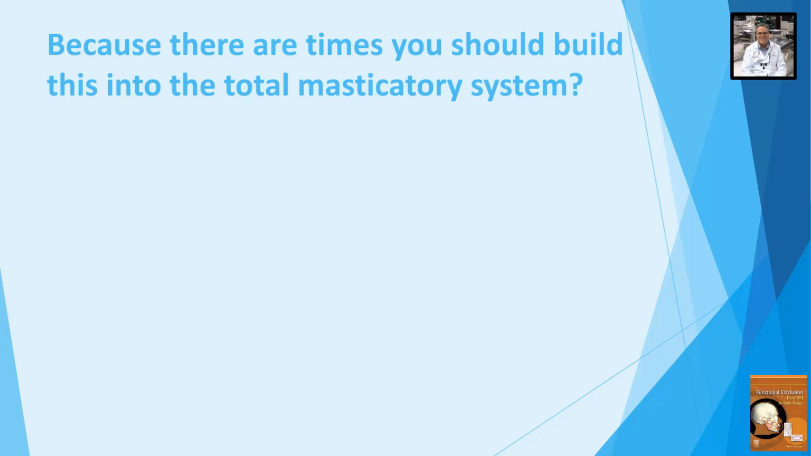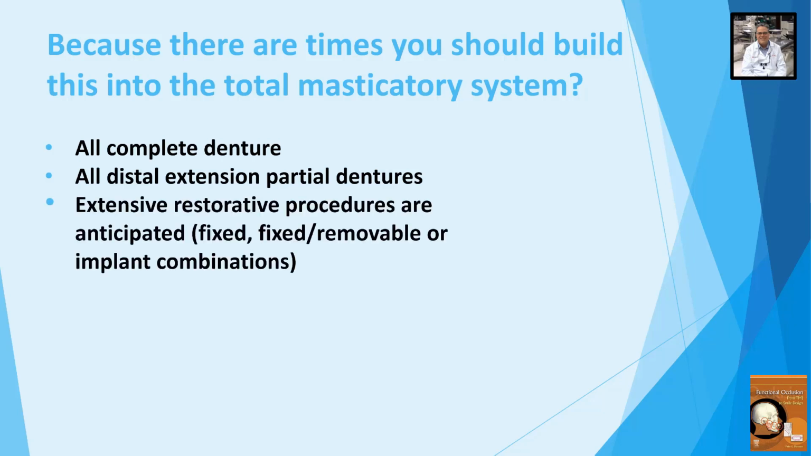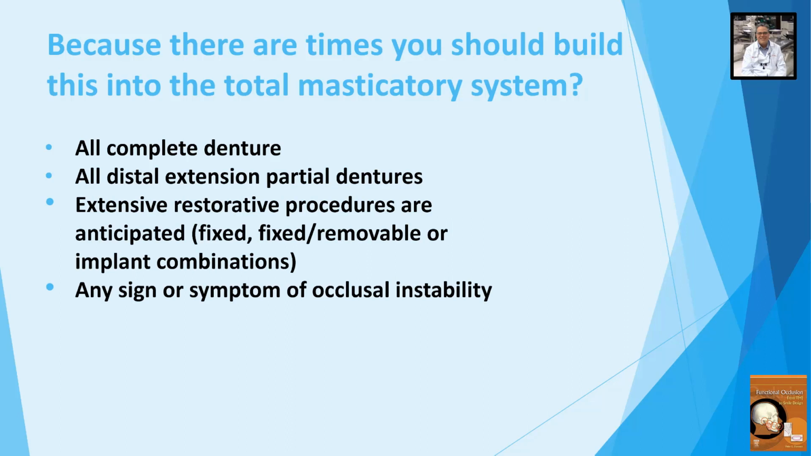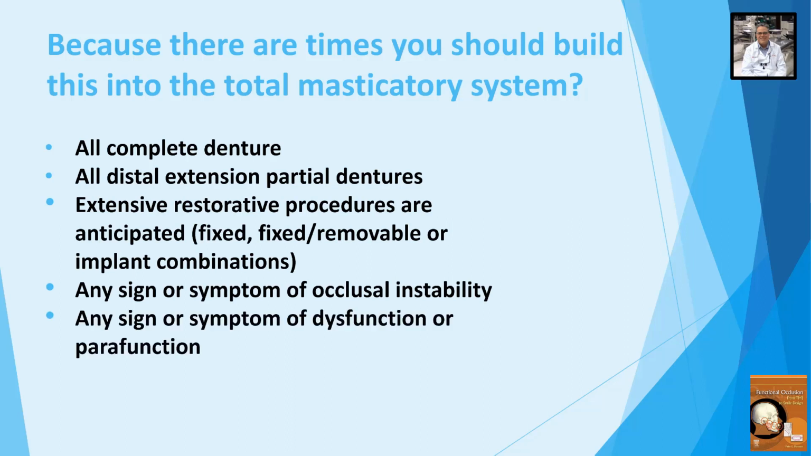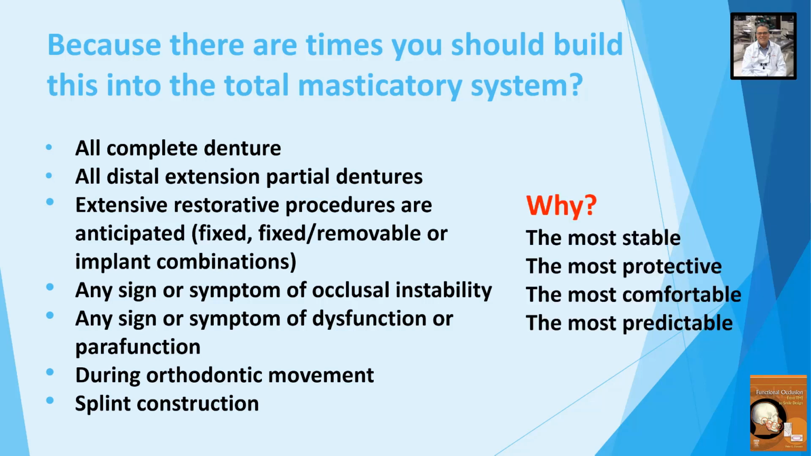Because there are times, again, here's your treatment plan. We'll come to this a little later. There are times that you want to build this perfected occlusion into the occlusal scheme: dentures, partial extension partial dentures, extensive restorative procedures, signs or symptoms of occlusal instability, or signs or symptoms of parafunction or dysfunction, hopefully during ortho and during splint. These are times that it's advantageous to take advantage of stability, protection, comfort, and predictability.